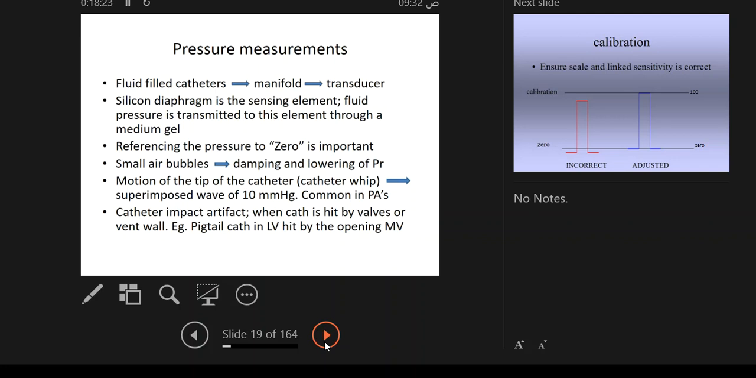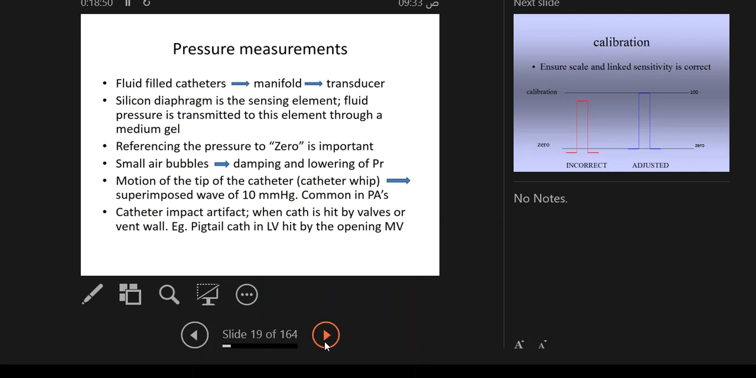So we always try to put our catheter in a position which is not too close to the mitral valve and also not stuck in the apex, somewhere in between. Okay, so it's not affected by the mitral valve. The same goes with the pulmonary artery. If you go a bit further into the pulmonary circulation, so long as there's no pulmonary artery stenosis, of course, then you can get a good pressure without the whip.